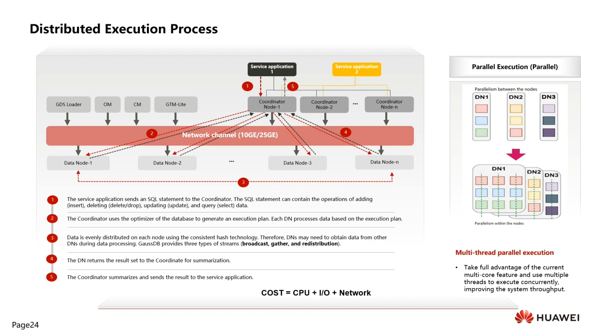The advantage of the distributed execution process is quite obvious. If we look at the chart on the right-hand side of the screen, we can see that whenever the system is processing a query, it can be accelerated by using the parallelism between the nodes, as each DN takes in part of the work. Apart from that, the process could be further accelerated via the parallelism within the nodes by enabling multi-threaded parallel execution.